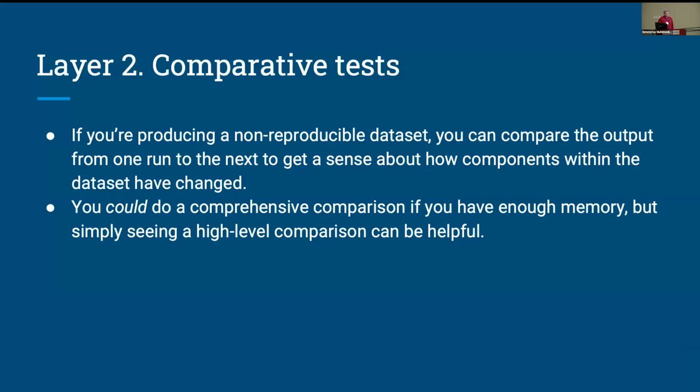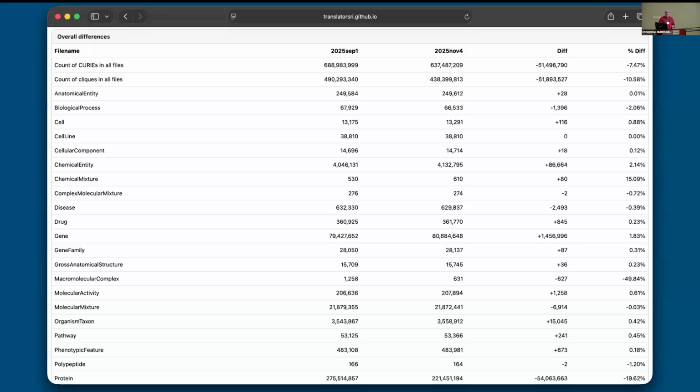So the next thing I did after looking at the individual point tests is to look at comparative tests. Even before I go into what is actually in this file, is this identifier there, is this identifier not there, I can do these very gross comparisons. When you have a set of inputs, in our 2025 September release, we had 688 million identifiers. In the 2025 November release, we have 637 million identifiers. And then it breaks it down by biolink type and tells me what the differences are. You can see right at the top, there's already a 7% difference for that release.